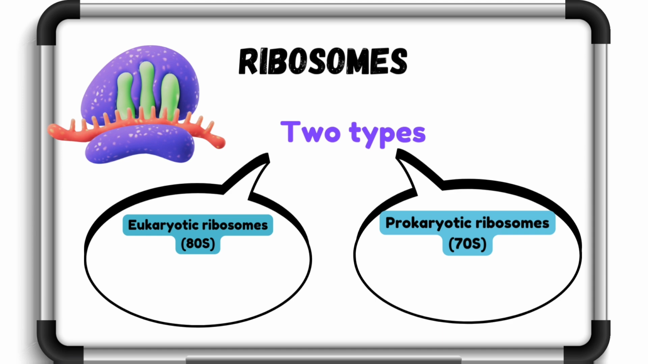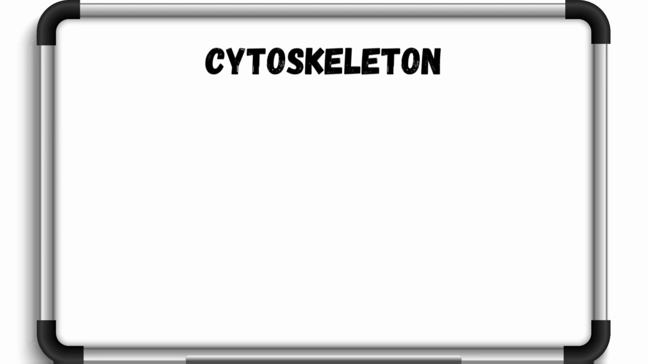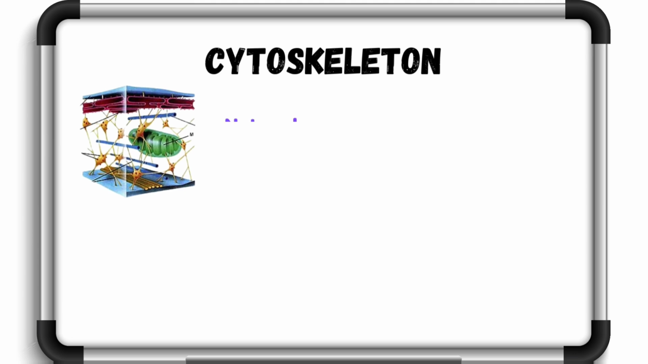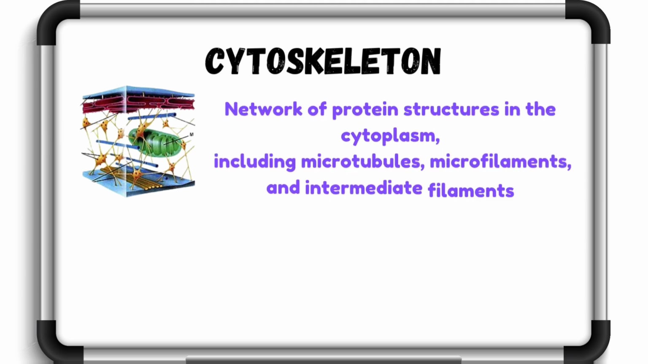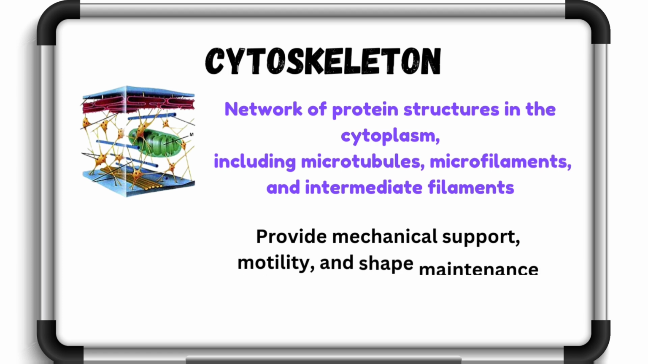Ribosomes consist of two subunits. For 80S ribosomes, it's 60S and 40S, while for 70S ribosomes, it's 50S and 30S. These are responsible for protein synthesis, one of the most vital cellular processes. Supporting the entire cell is the cytoskeleton, a network of microtubules, microfilaments, and intermediate filaments. This framework provides shape, mechanical support, and motility.